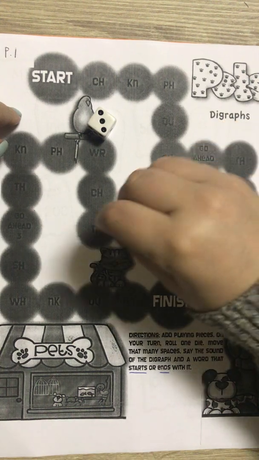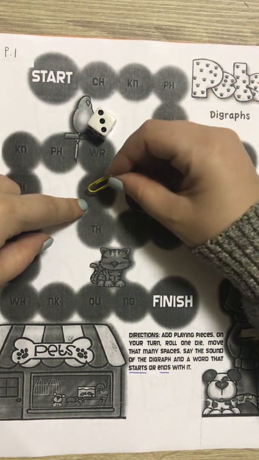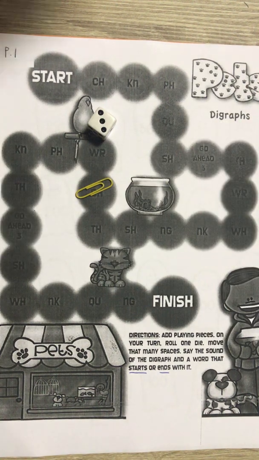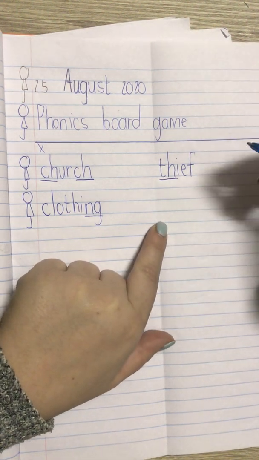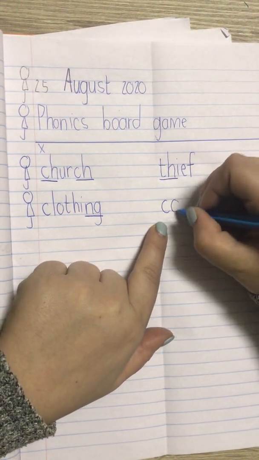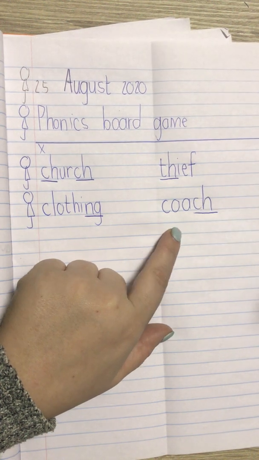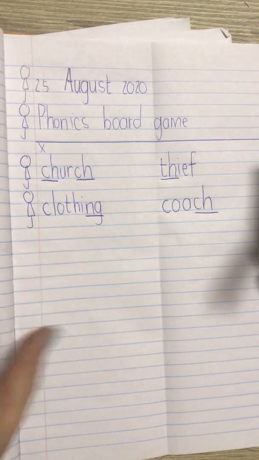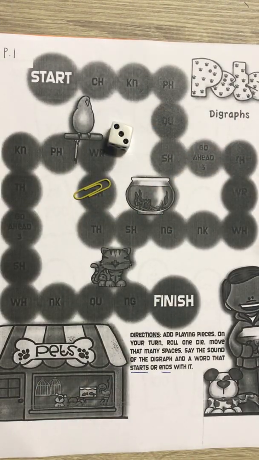3. 1, 2, 3. Again, I got the curly-k h, which is a ch sound. So I say the sound ch, and then I go write the word that starts or ends with it. What about the word coach? The coach blows his whistle. Coach. Good. I roll my dice again.